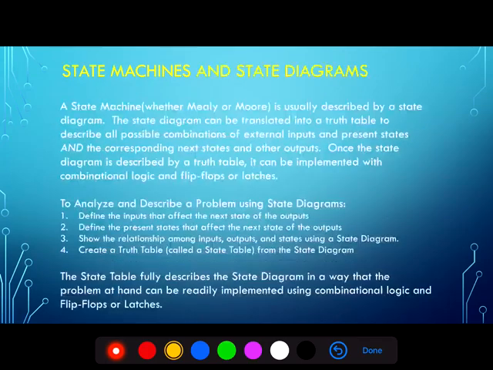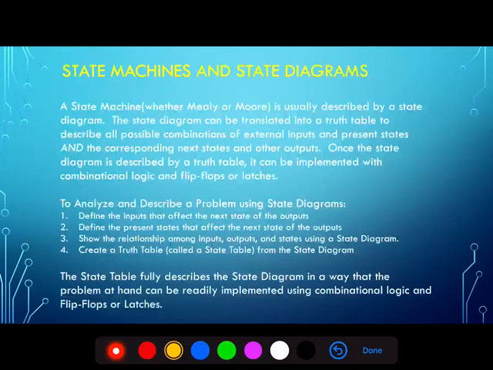Now, a state machine is usually described by a state diagram, and a state machine describes a problem that is sequential in nature and depends on the history or the previous states of the system to predict or to determine the present outputs. The state diagram describes the state machine and can be translated into a truth table that describes all possible input combinations and all possible combinations of the present states. The state table also provides the next states for all those combinations as well as the outputs.